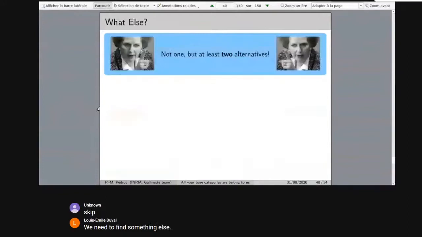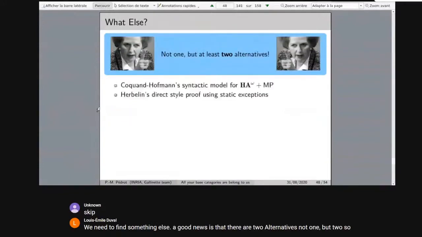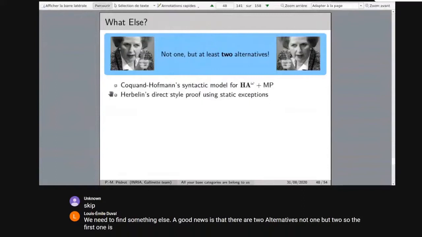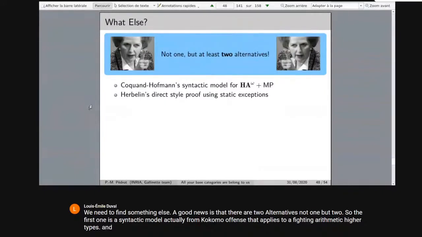The good news is that there are two alternatives, not one, but two. The first one is a syntactic model, actually, from Coquand and Hofmann, that applies to Heyting arithmetic with higher order types. And the other one is a direct style proof that uses static exceptions by Herbelin.